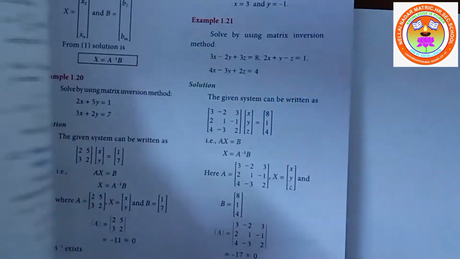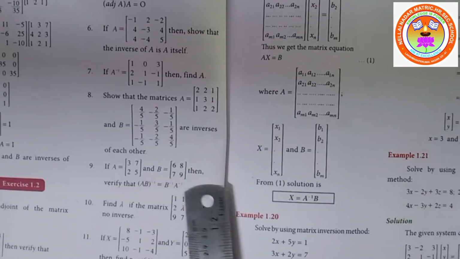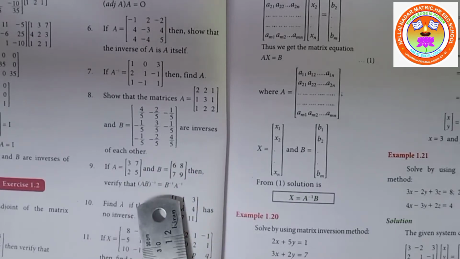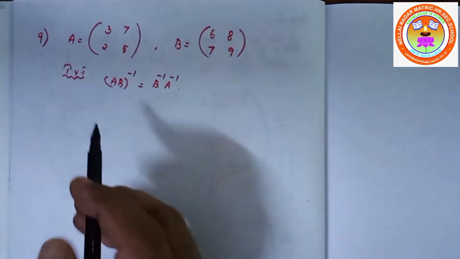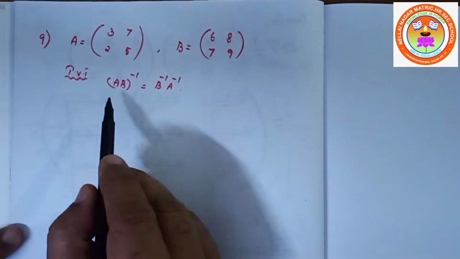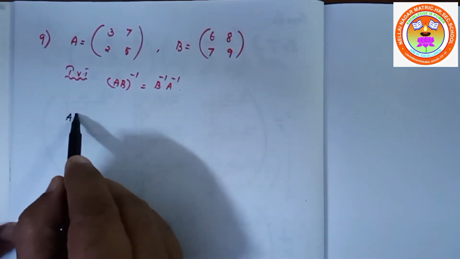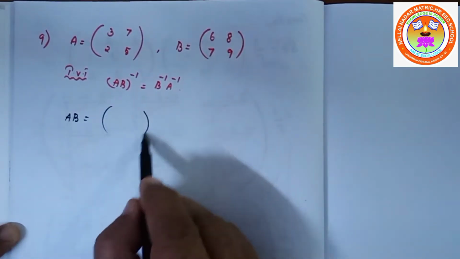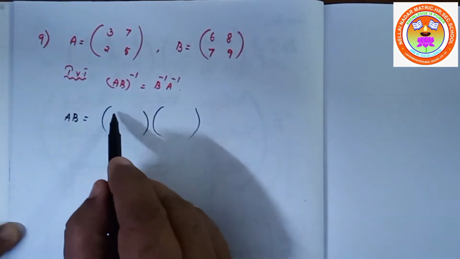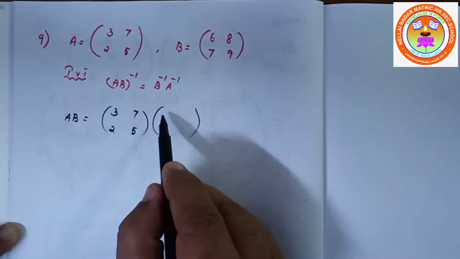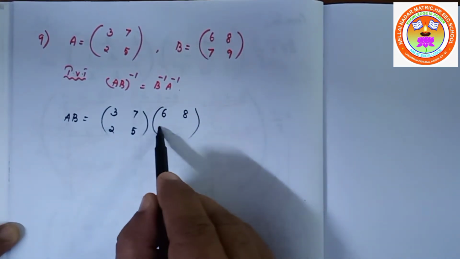Now problem number 9. You are given two matrices A and B. You are asked to verify that (AB) inverse is equal to B inverse into A inverse. To verify this result, first we can find AB, A matrix into B matrix. A matrix is 3, 7, 2, 5 and B matrix is 6, 8, 7, 9.